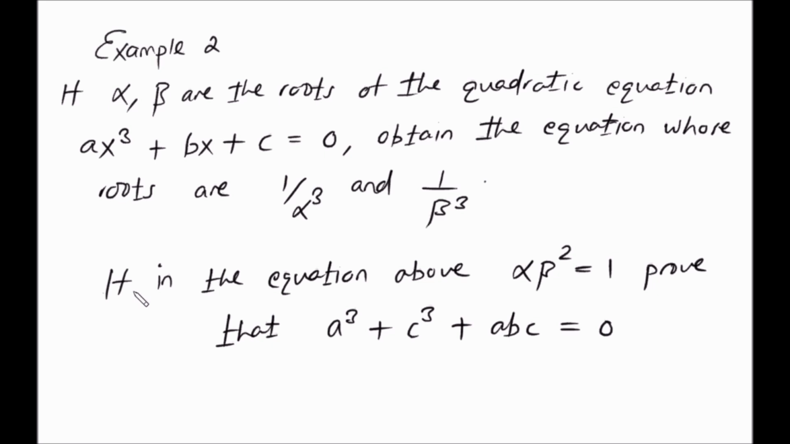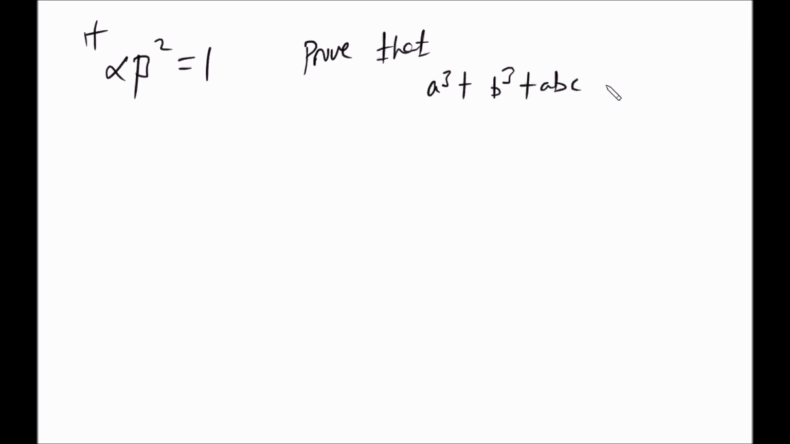The second part of the question says if in the equation above, meaning the one whose roots are alpha and beta, alpha times beta squared is equal to 1, prove that a cubed plus b cubed plus abc is equal to 0. So if alpha times beta squared equals 1, we are to prove that a cubed plus b cubed plus abc equals 0.